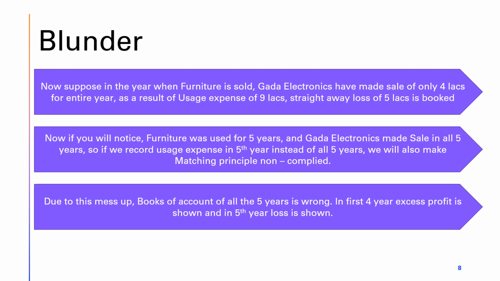Also, for 5 years, Gara Electronics has recorded sales, and for 5 years it has also used this furniture in the business. If you remember the matching concept, all the income shall have its corresponding expense. So recording this expense right at the end of the 5th year means the books of account made between the 1st and 5th year are also in violation of the matching concept. So Jethalal was completely confused, and he immediately ran to his CA for help.